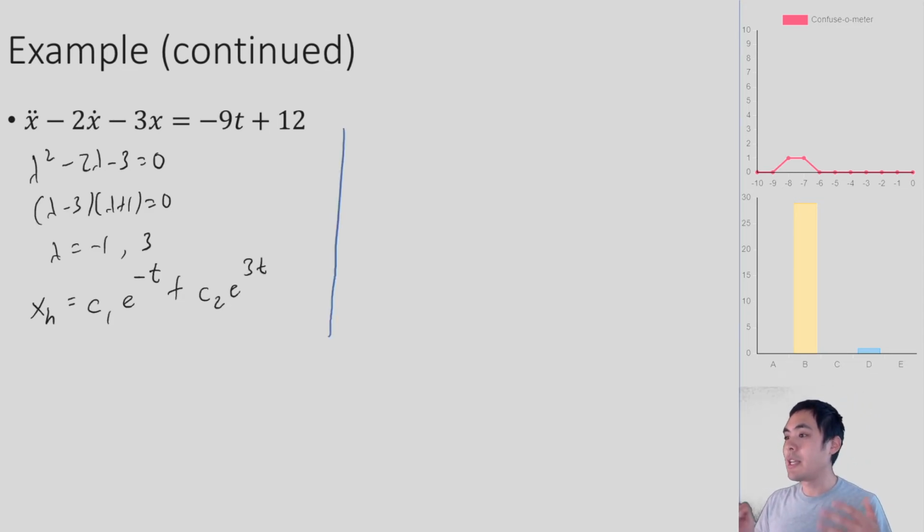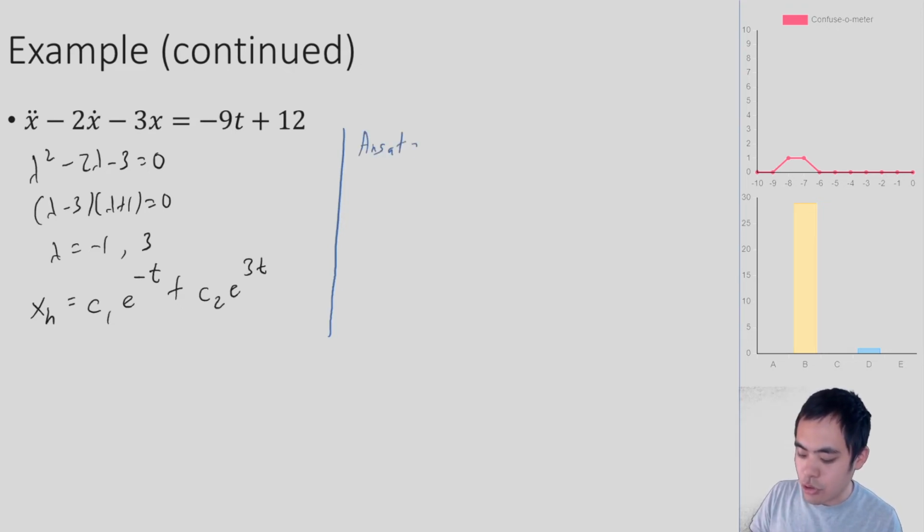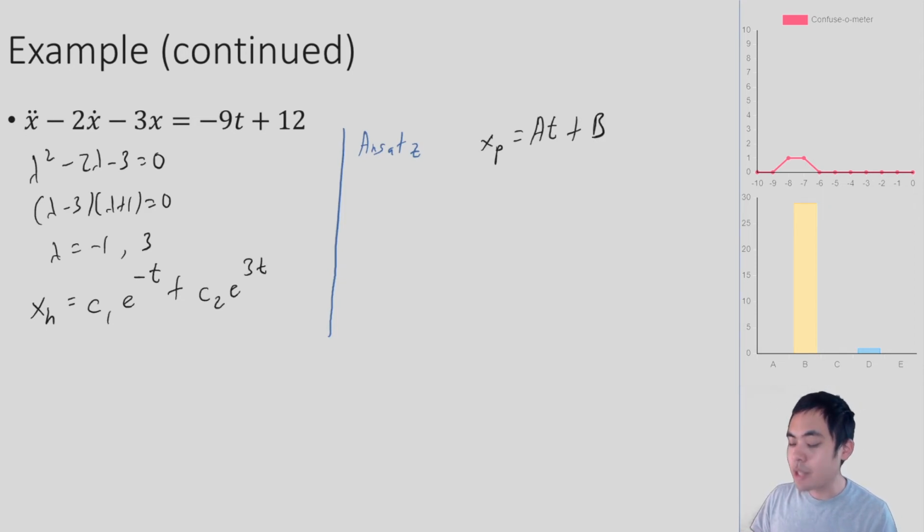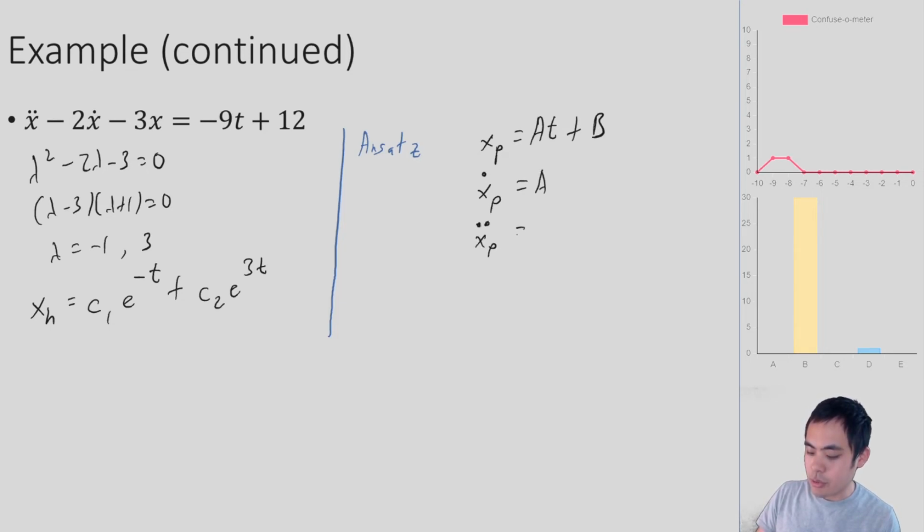But since this is an inhomogeneous equation, you need to have a guess. So an ansatz for your particular solution. And I'm going to guess that xp is going to be at plus b, since I want it to look like the right-hand side. And so we need to take the derivatives. xp dot is just a. xp double dot is equal to 0. And so we can plug those things back in to here.